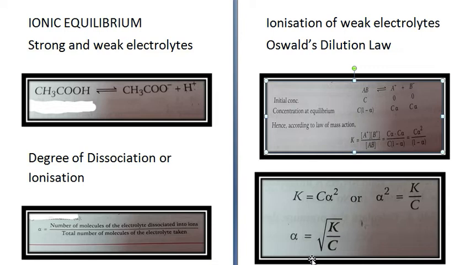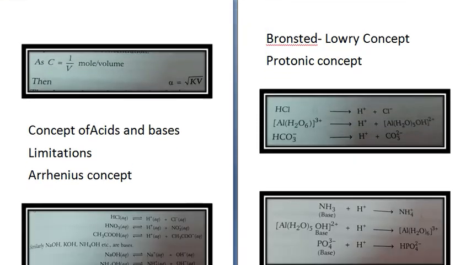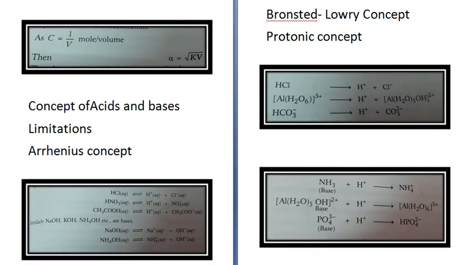Now, concentration C can be written as C is equal to 1 upon V moles per volume. Then alpha will become equal to under root K into V. This relationship shows that the degree of dissociation of a weak electrolyte is directly proportional to the square root of the dilution volume V.